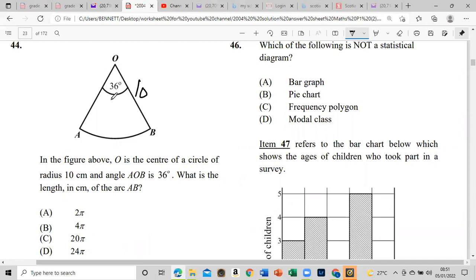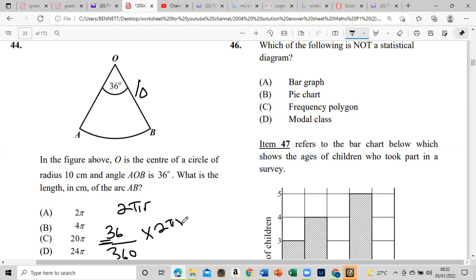So just this alone, all right? The entire circle circumference will be 2 pi r. And this angle now will be 36, so 36 over 360 times 2 pi r, as a fraction.